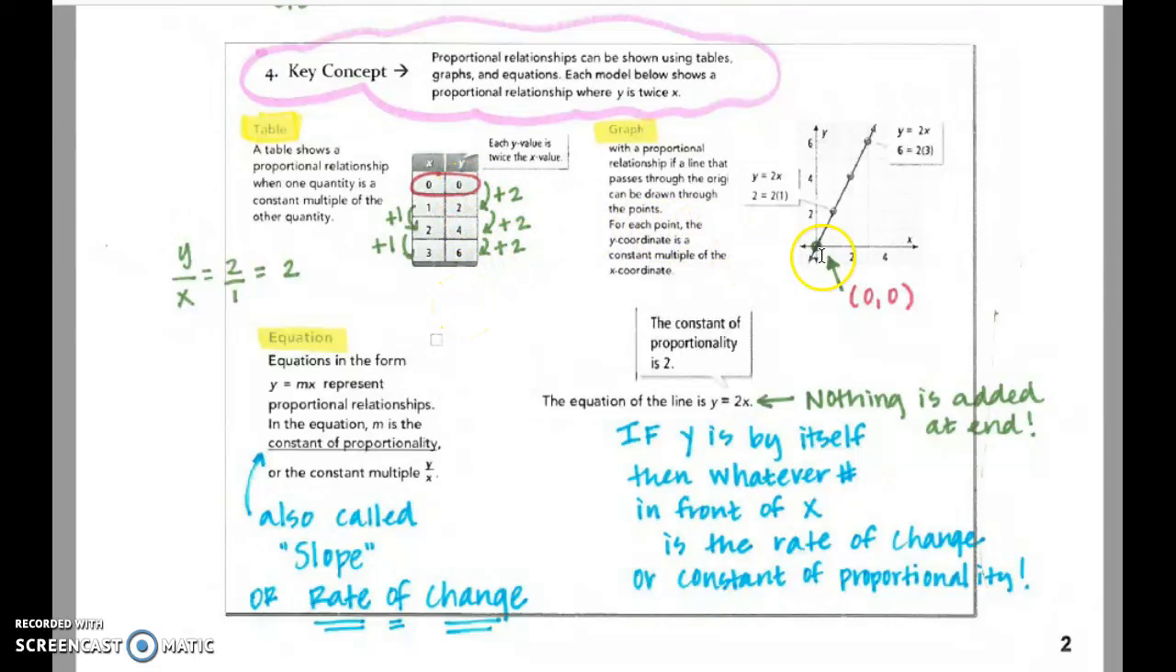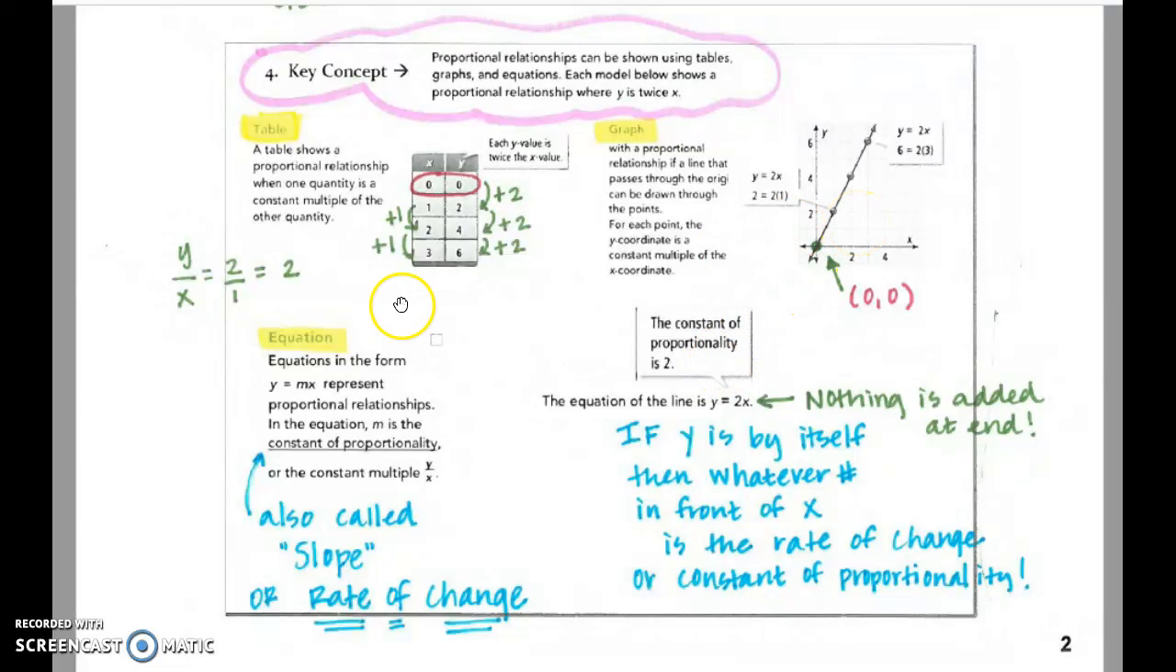A graph, just like I have been showing you, starts at 0, 0 and goes through the origin and then continues on. This is showing that every y coordinate is 2 times the x coordinate. Over here, it's showing you the same thing. So the constant of proportionality is 2 because every time you multiply the x coordinate by 2 in order to get the y coordinate. So the constant of proportionality is 2. It's also the rate of change.